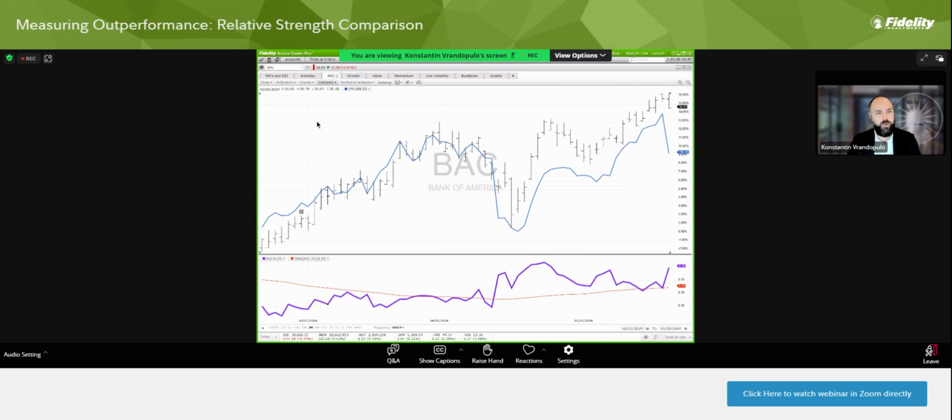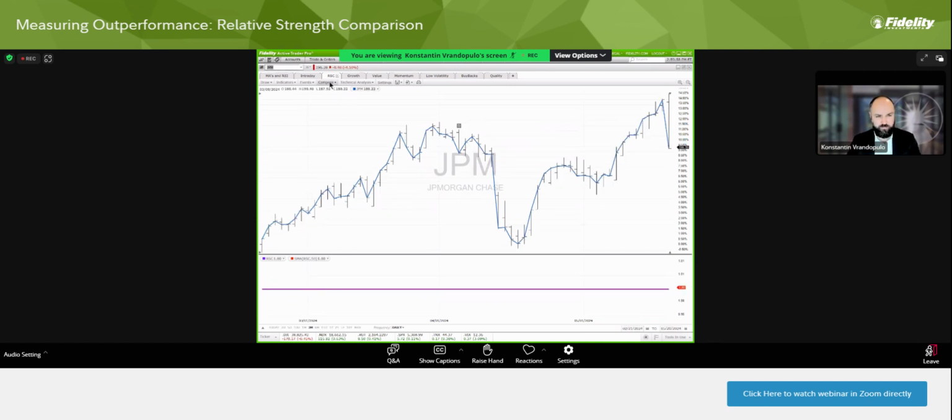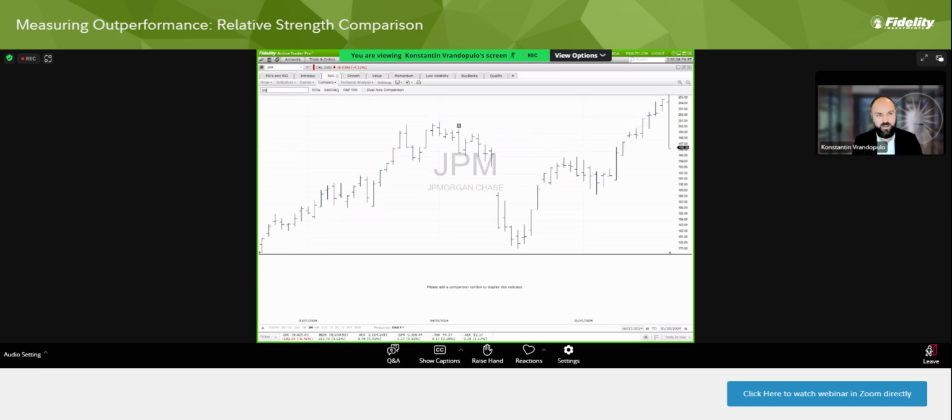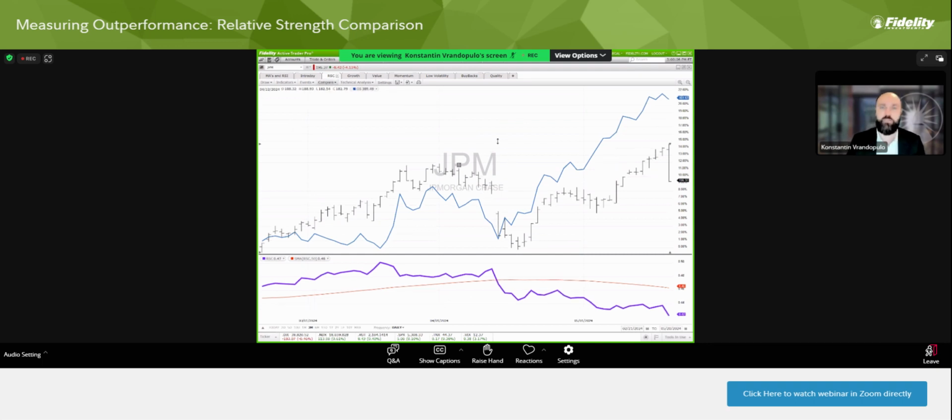Or a greater comparison would be JP Morgan. I'm trying to look for something that has been crazily divergent versus Goldman Sachs, for example, right? Goldman Sachs is the best performer in the Dow. It is the best performer in the financial sector. It's absolutely crushing it to the upside, right? Or it has been. Doesn't mean that it will continue, but it has been.